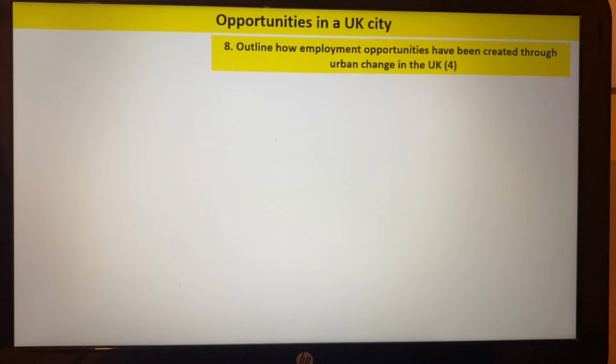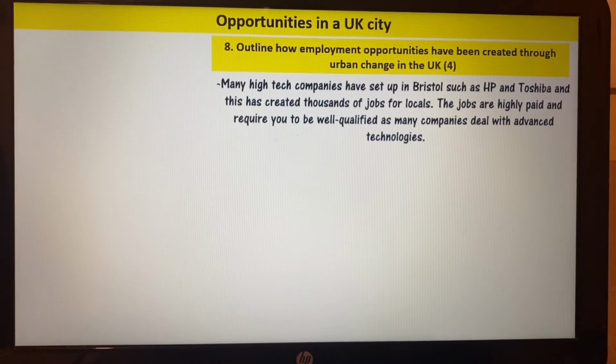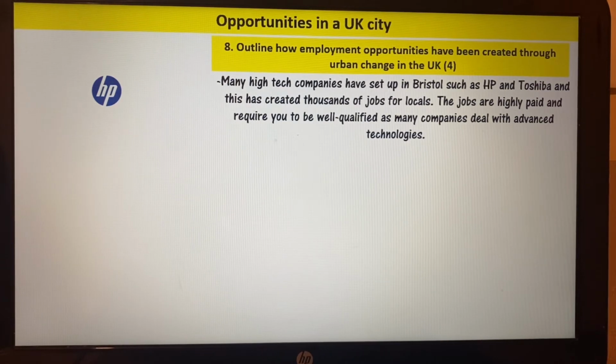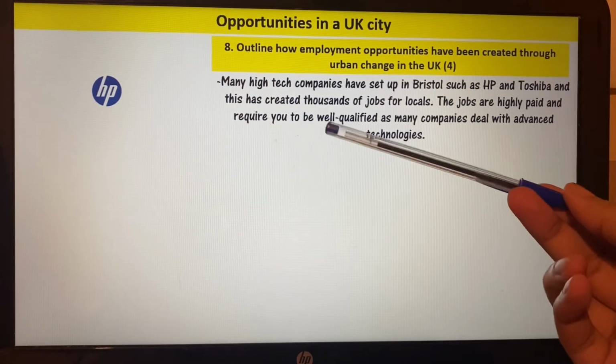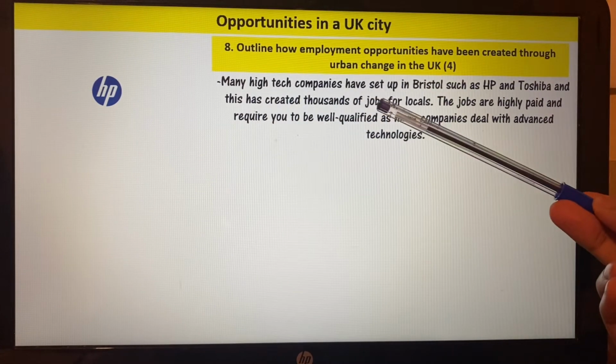If you look back at your notes and the things that we looked at, a few things were set up in the city of Bristol, such as high-tech companies. Now, what were some of those high-tech companies? We've had HP and Toshiba. Now, that's your knowledge. How would you explain it as an economic opportunity? Well, it created thousands of jobs for locals.